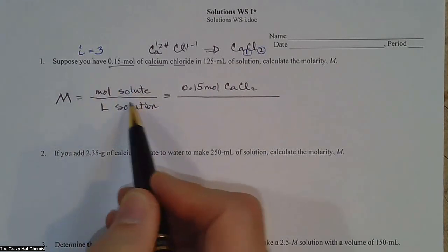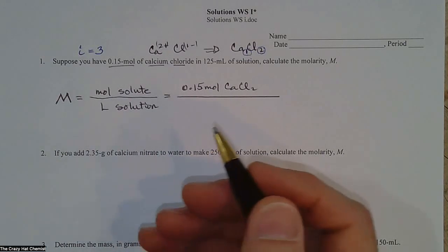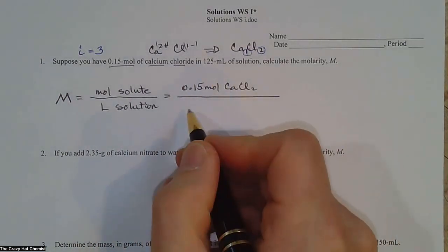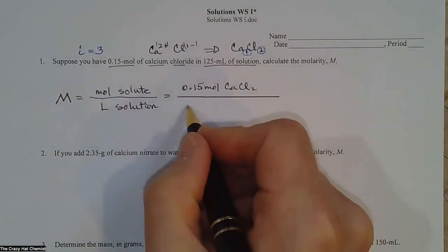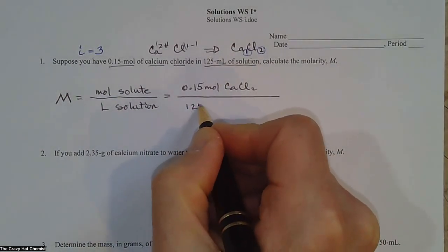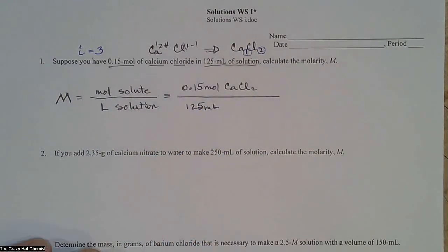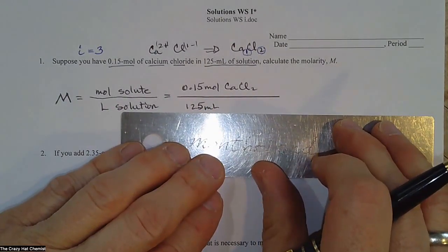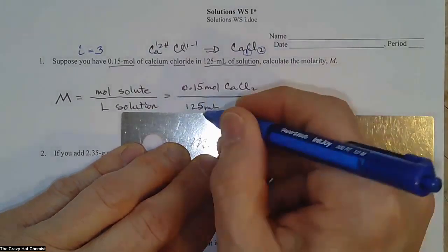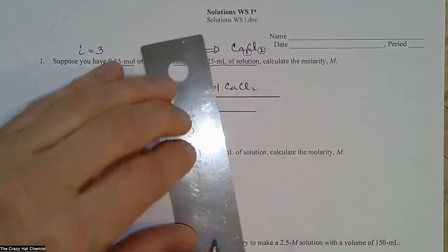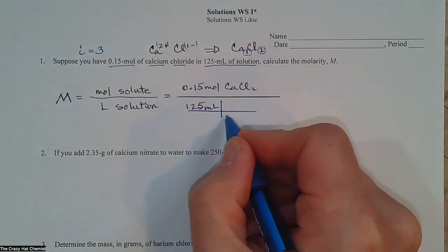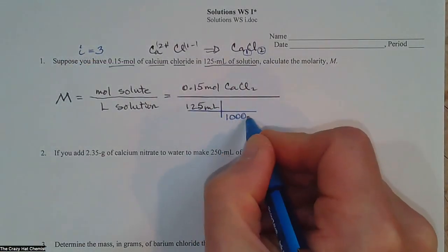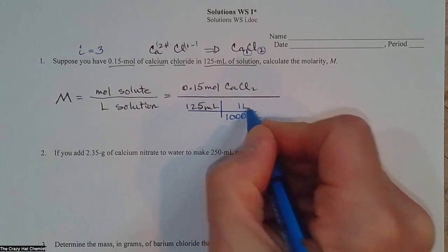And then we have moles of solute. Now we need to get liters of solution. Well, we don't actually have liters. We have milliliters of solution. We have 125 milliliters of solution. So we're going to say 125 milliliters. And now what we're going to do is we're going to have to convert this into liters. And so hopefully you understand this short little conversion here from milliliters to liters, and that is 1,000 milliliters is equal to 1 liter.